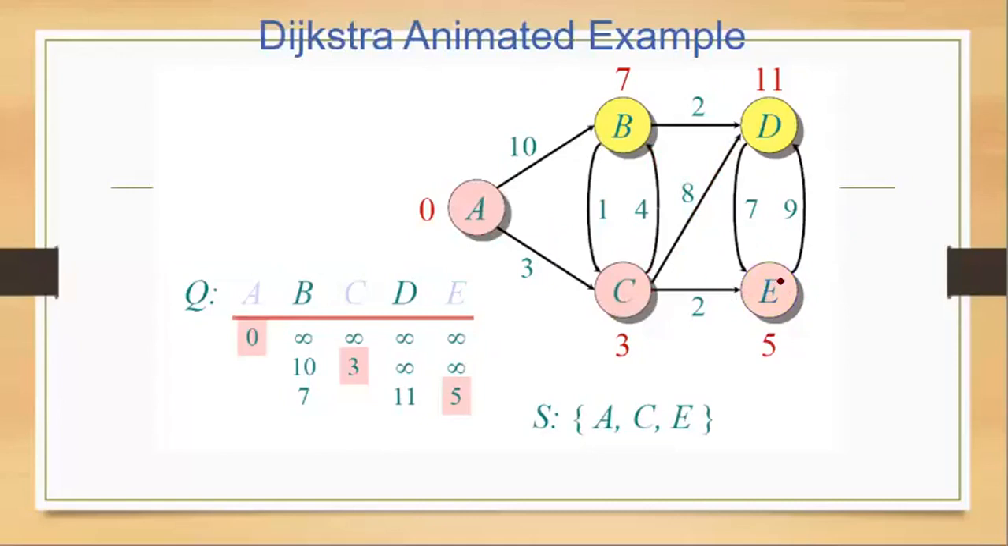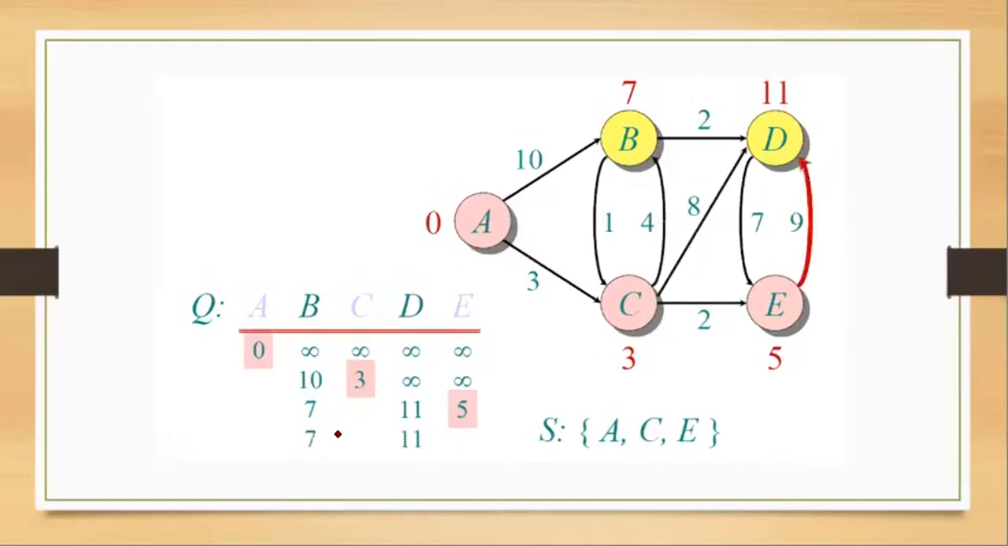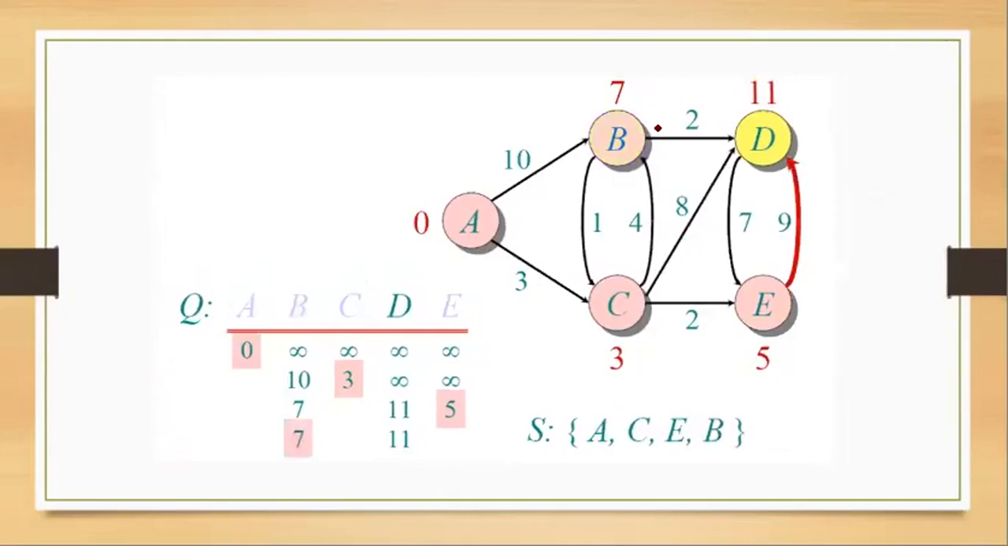So we have selected the vertex E, which has the distance 5. From E, we can travel to the vertex D. Can we travel to B? No, it is not possible to travel to the vertex B. So let's update the distance. From 3 plus 2 is 5, 5 plus 9 will be 14. But 11 is the lesser one, so we don't need to update. So we will continue with 7 and 11. Next will be the vertex B.